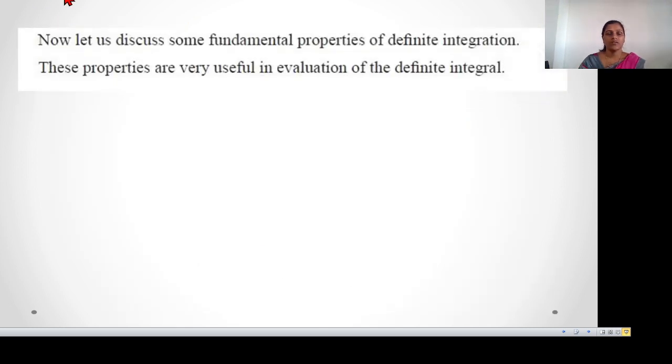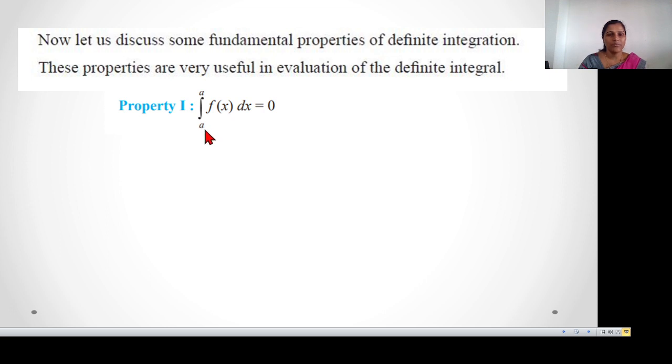Now here are some important properties that we are going to see. These properties are very important and are very useful in the evaluation of definite integrals. If you know these properties, then you will definitely solve the examples which are based on definite integrals or which are based on these properties. So let us see the first property.